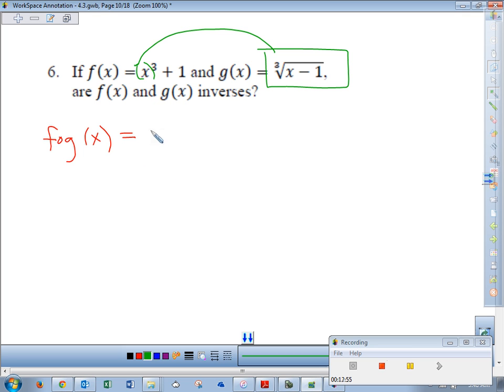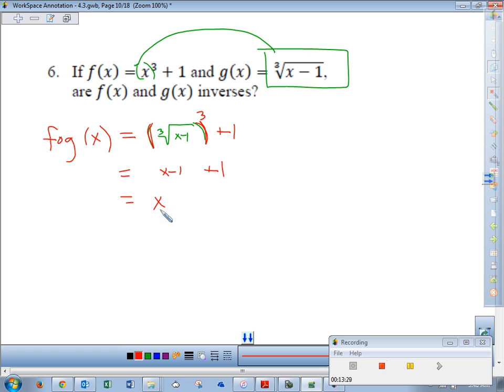So that means that the cube root of x minus 1 goes in for x. Then that has to get cubed. And then you still have the plus 1. I took this and put it in for x right there. So far, so good. Cubed and cube root cancel, right? So you're left with x minus 1 plus 1, which is x. I still don't know if they're inverses yet, but I'm halfway there. So far, so good.